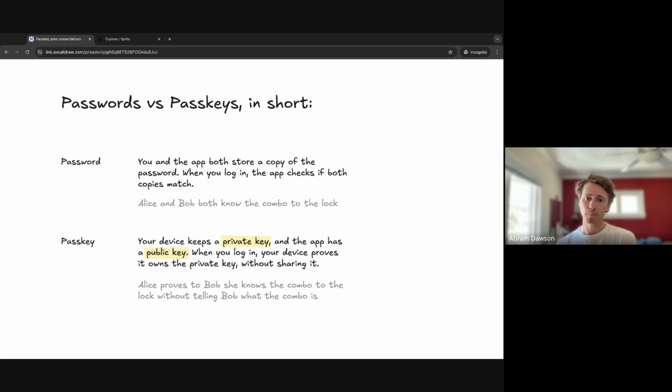So your device keeps a private key and the app has a public key. When you log in, your device proves it owns the private key without actually sharing the private key, right? So in the password analogy, I'm sending this shared secret across the internet to some service. In a passkey scenario, that does not happen. That secret is not shared, right? So in this case, Alice proves to Bob that she knows the combo to the lock without actually telling Bob what that combo is. She keeps that combo secret.